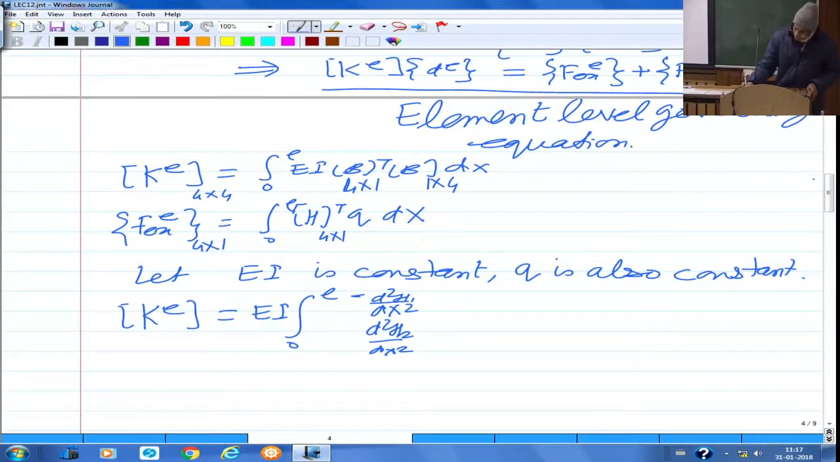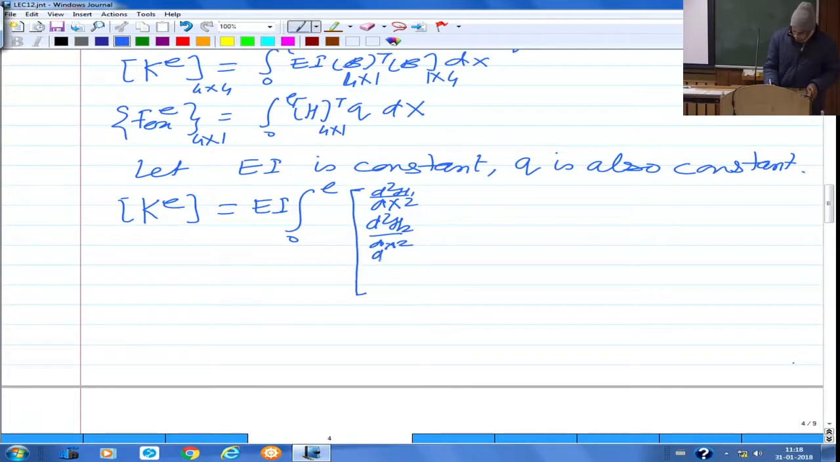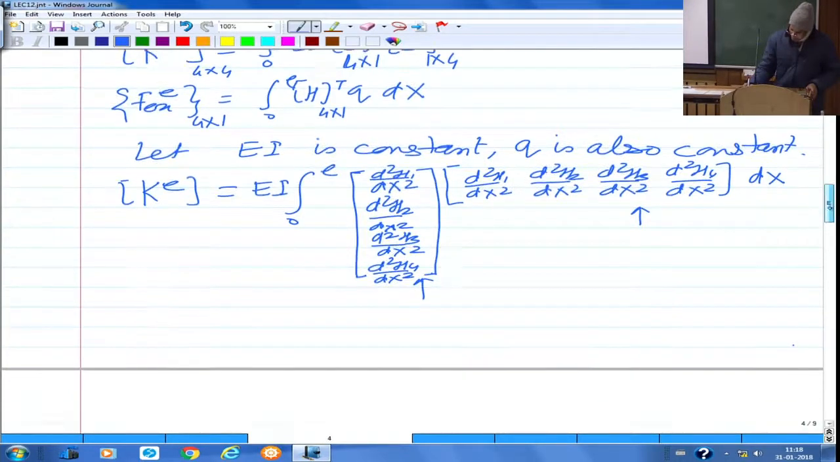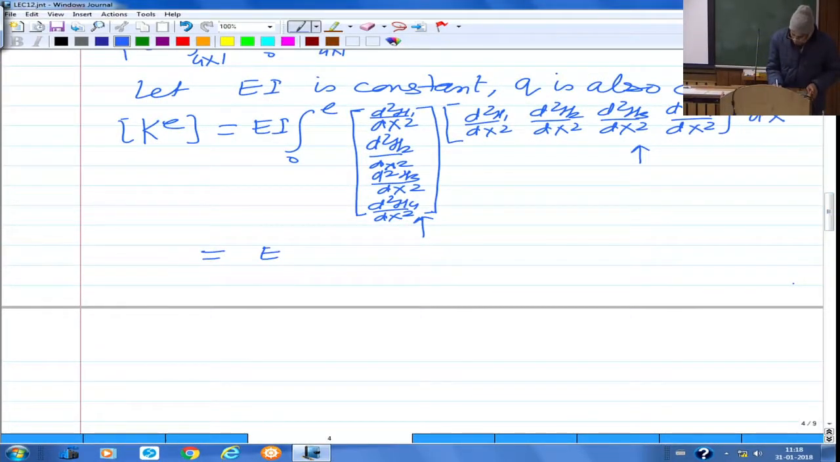d2h3 by dx square and d2h4 by dx square. So this is B transpose, then B is d2h1 by dx square, d2h2 by dx square, d2h3 by dx square, d2h4 by dx square, dx. When you multiply these, I am giving a bit more detail on how you get to the final result. The integration over 0 to L is for each element after multiplication. It is not that you separately integrate the two matrices and then multiply them. First you multiply and then integrate.